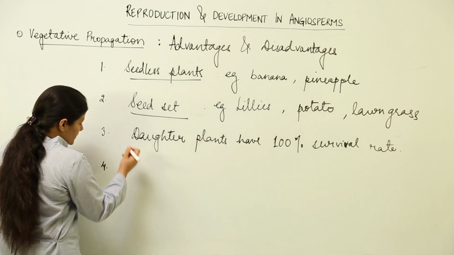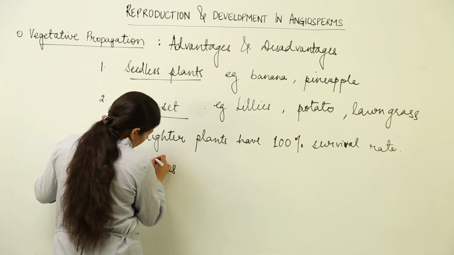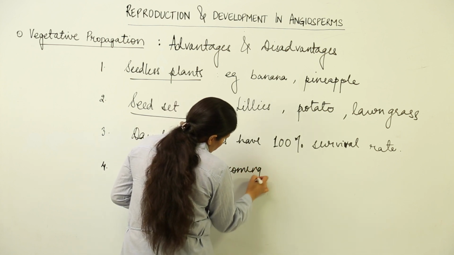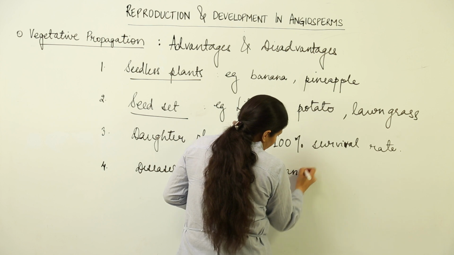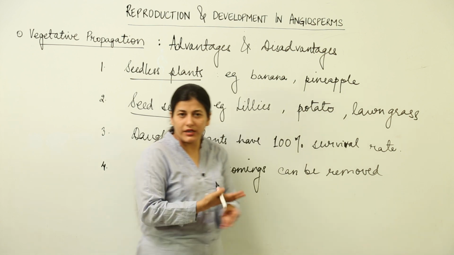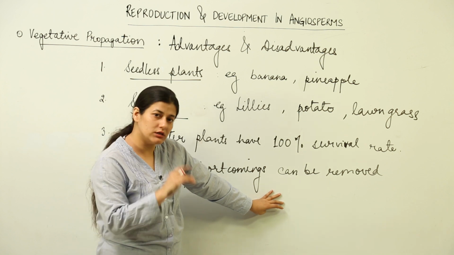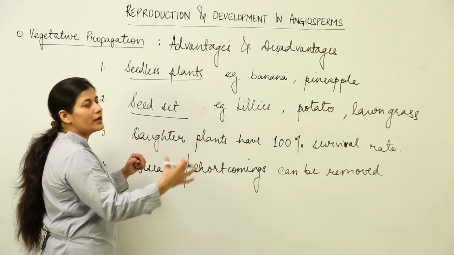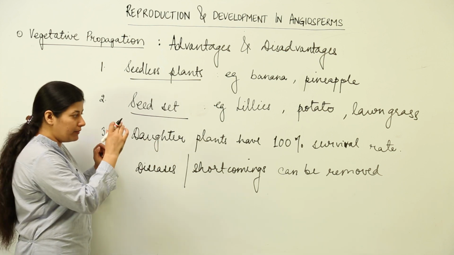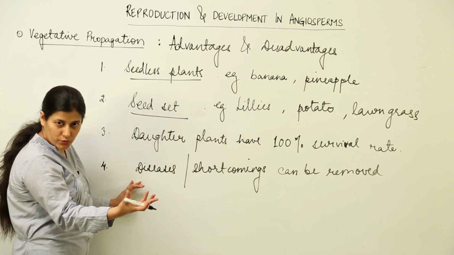Then supposedly there is some disease. Diseases or shortcomings in the plant from the horticulture point of view can be removed. Now, how can they be removed? Simply by pruning or cutting, you can get rid of the region which has the disease and the shortcomings. The plant that you obtain after removing the shortcomings would be the best possible that you could ask for.